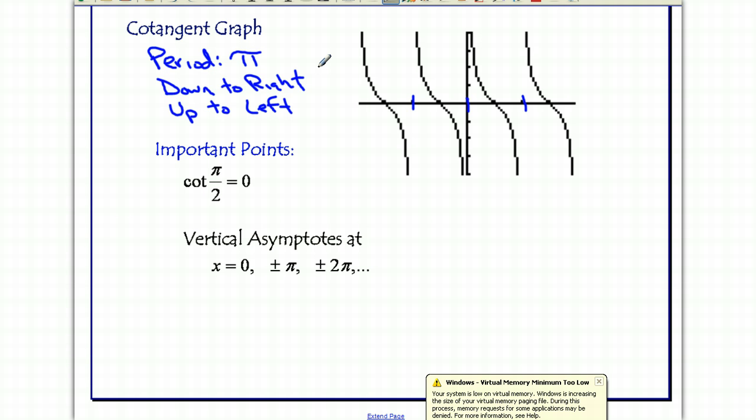So down to the right or up to the left. If you look at this, you go down to the right, up to the left, down to the right, up to the left. We've got that. And now our points have switched around.